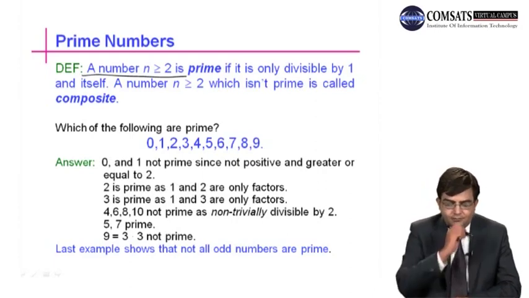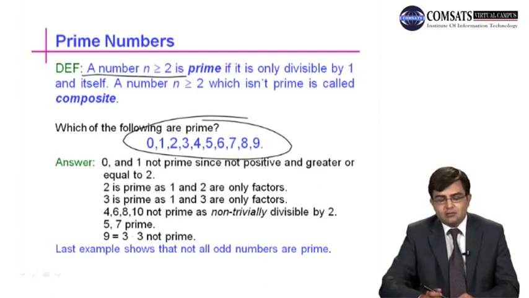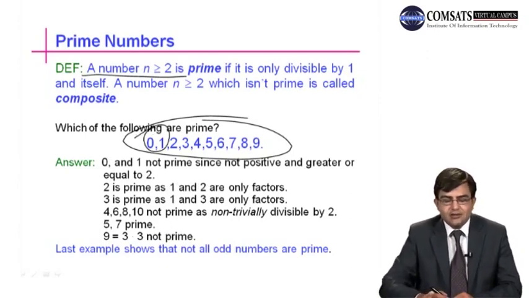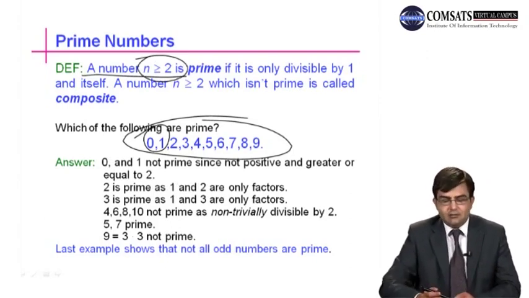For example, if we take these numbers and we locate which of these are the prime numbers. 0 and 1 cannot be prime numbers because in the definition the prime number is greater than 1, or greater than or equal to 2.